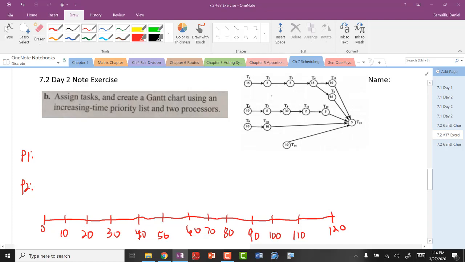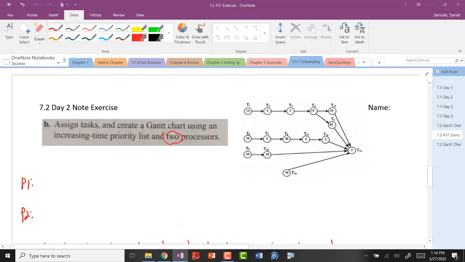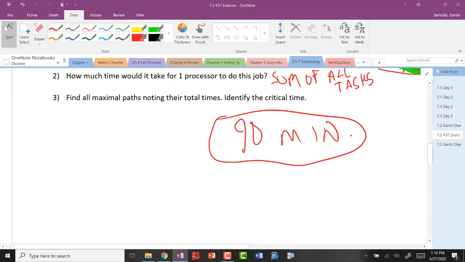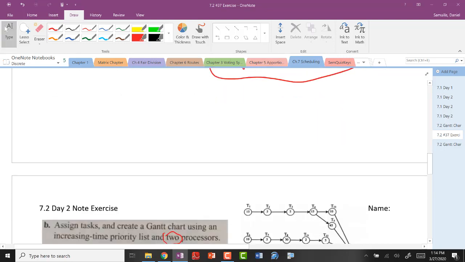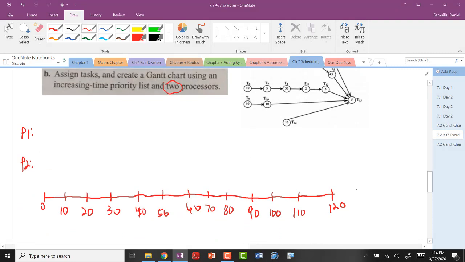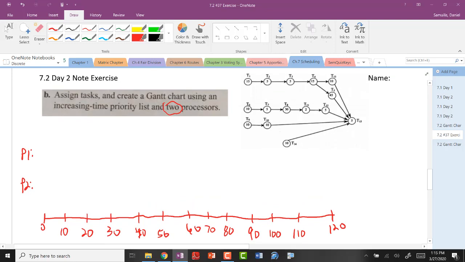I did my best to draw a number line down here just to keep track of things. I should have added up all these numbers, but I think it's greater than 120 when I add up all these if it was just one processor. When we put two processors on there, which is what this question says, we're going to get something less than that. We could never get less than, though, just going to hammer this point down again, the critical time, which is 90 minutes. So it's going to be somewhere in between 90 and whatever the total time is. If you added all those up, I should have actually done that, but that's all right. Not going to bore you.